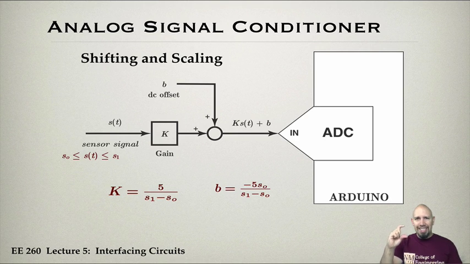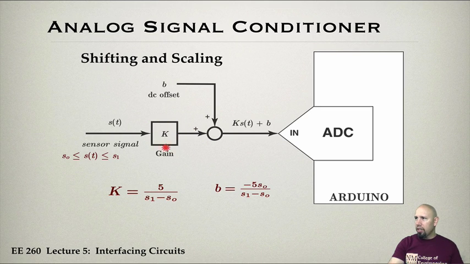Well, first thing we need to do is scale it down by how much? Well, we need to scale it down so that the total range is 5. So to start off with, plus and minus 10 volts has a total range of 20. So we basically need to scale it down by 1/4 so that the total range is 5.